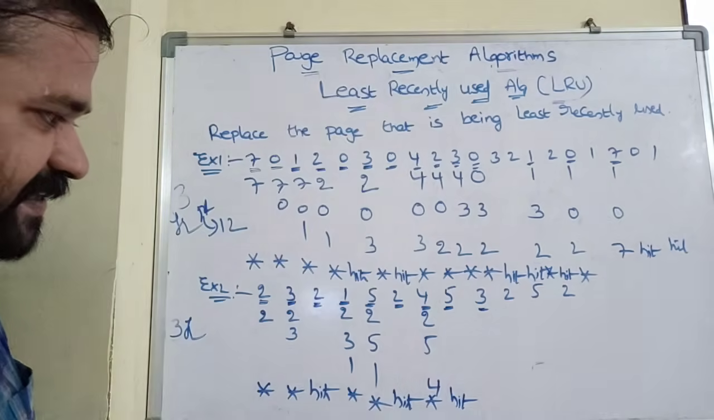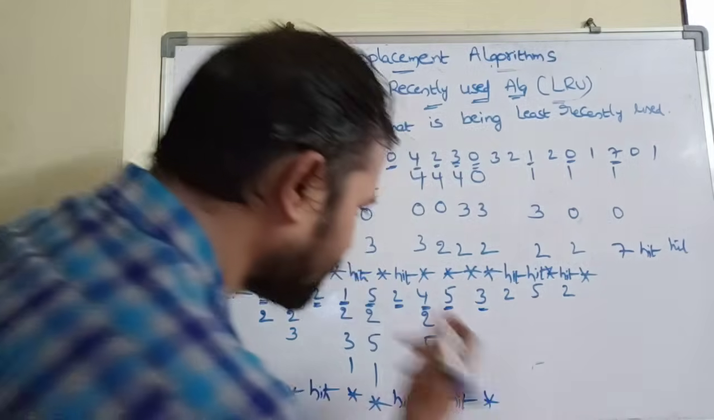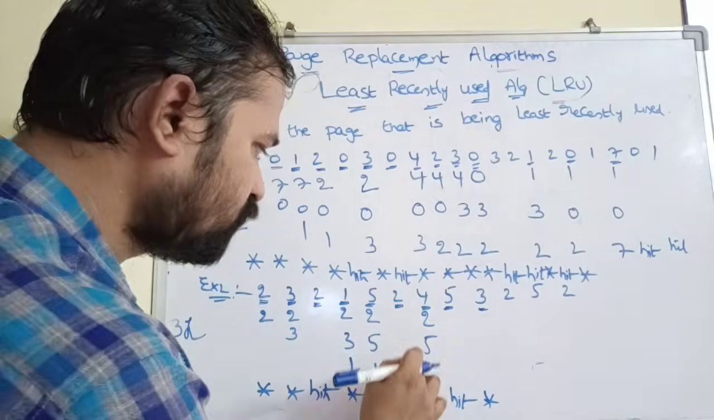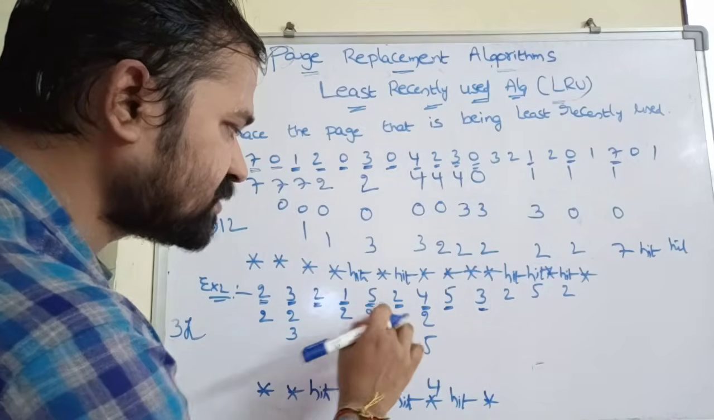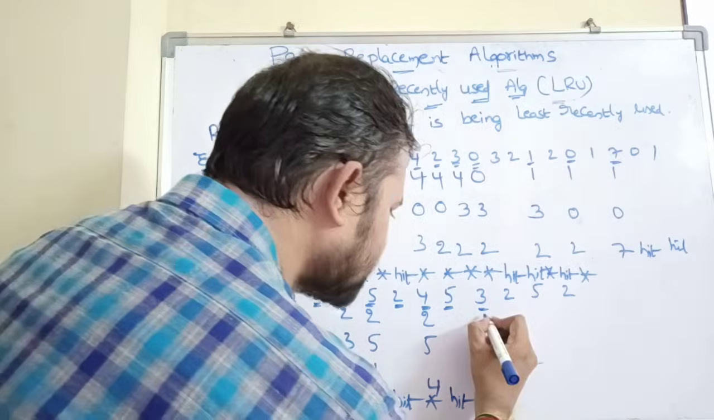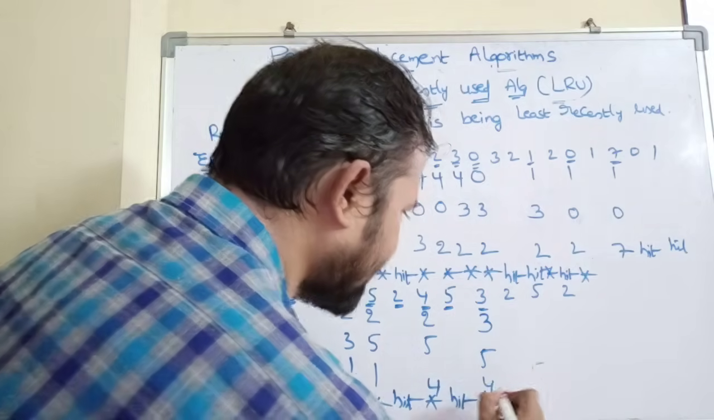3 not present in the main memory. So there is a page fault. So which page we have to replace? 2, 5, 4. So 5, 4, 2. So 2 is the least recently used page. So in place of 2 we will get 3. So remaining pages as it is.